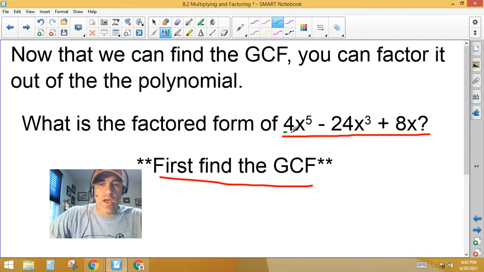I'm going to look at my constants, 4, 24, and 8. I can make my lists, or I can kind of see 4 is a small number, so it can't be bigger than 4. Does 4 go into 24? 4 goes into 8? Yes. So it's 4.